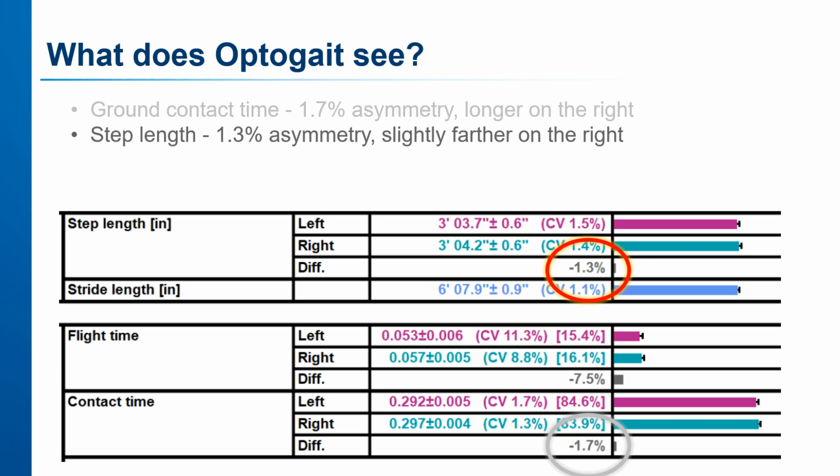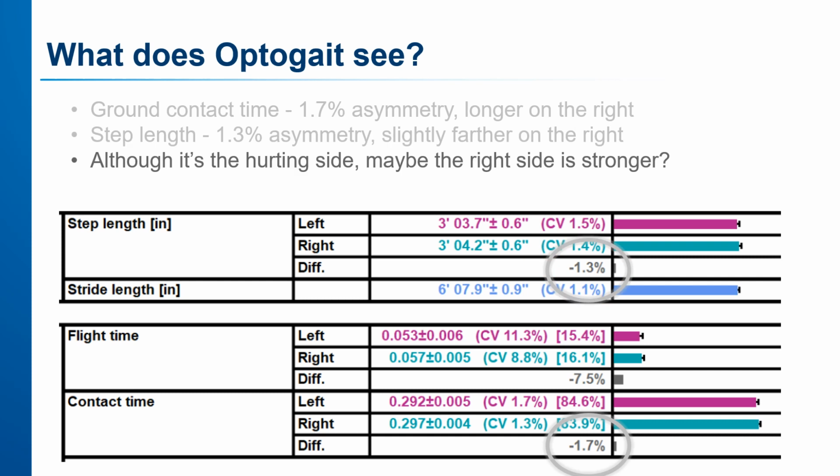However, when she pushes off, she actually flies farther on the right leg, and she's about 1.3% asymmetric with step length. So sometimes we get this kind of mixed pattern where the right leg is hurting, but it actually looks to be stronger. And it could be that it is stronger and the left leg's weaker. The right leg's trying to make up for it and contributing to the injury. However, regardless of that, we want to see that this asymmetry is decreasing if we're making good progress down the road.